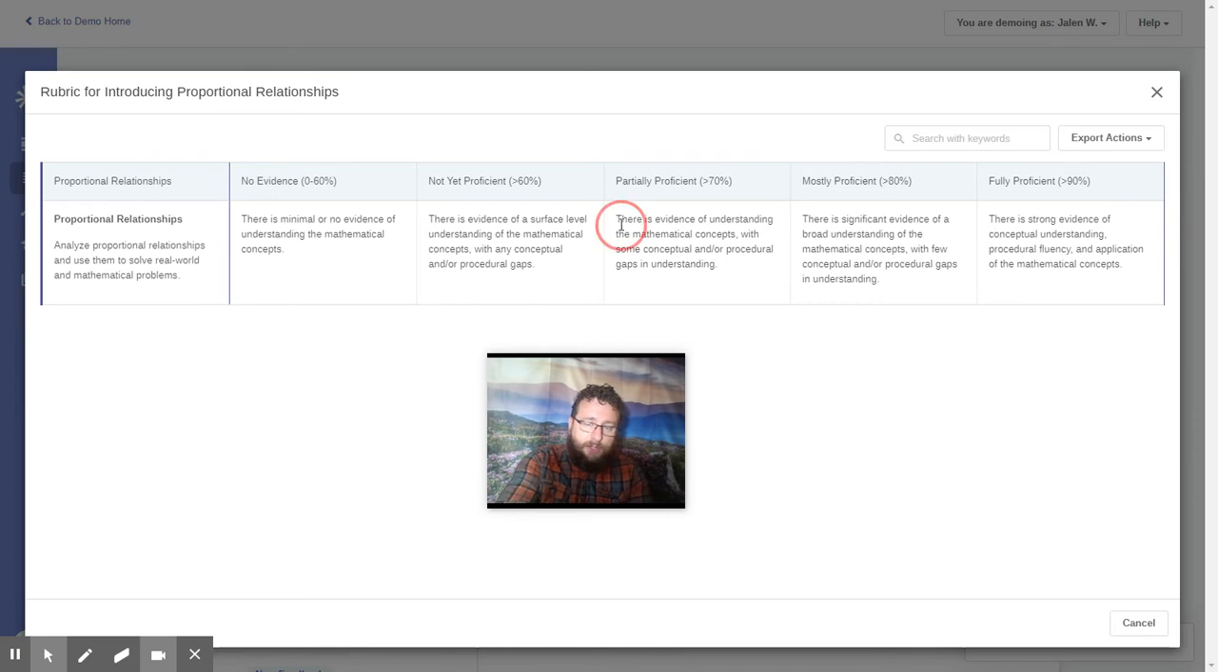Now, partially proficient is when there is evidence of mathematical concepts, but there are still some conceptual or procedural gaps. So unlike many conceptual gaps, you have some conceptual gaps. While mostly proficient is where you have very few conceptual gaps. And finally, fully proficient is when you have strong evidence of the application of mathematical concepts. So no evidence, surface level evidence. There is evidence, significant evidence, and then strong evidence.